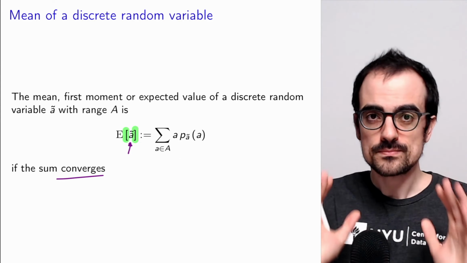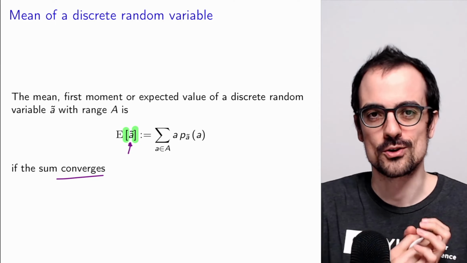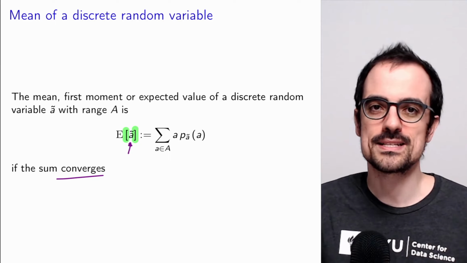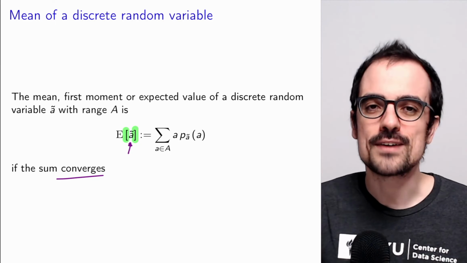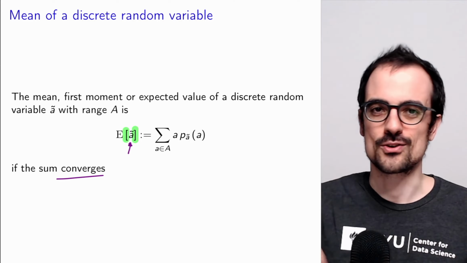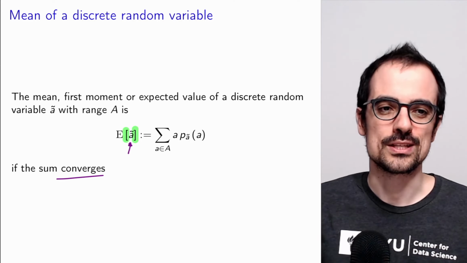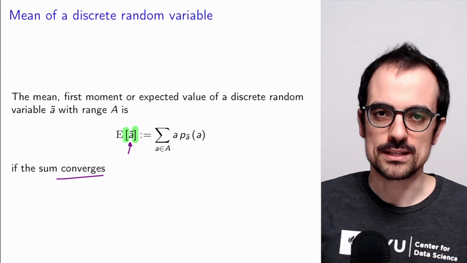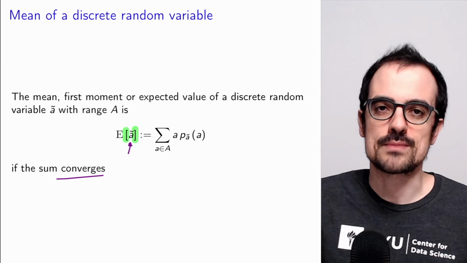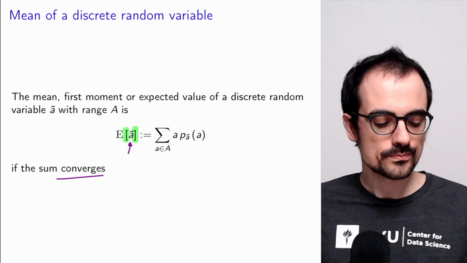In that case, I'm getting a little bit ahead of ourselves because we haven't even talked of the law of large numbers, but we will see that when you take averages of samples from those random variables, then the average will not converge as it does for normal random variables according to the law of large numbers. But let's not get ahead of ourselves. Just so you know, the sum might not converge. In that case, the mean of the random variable might be infinity, or it might be not well defined.